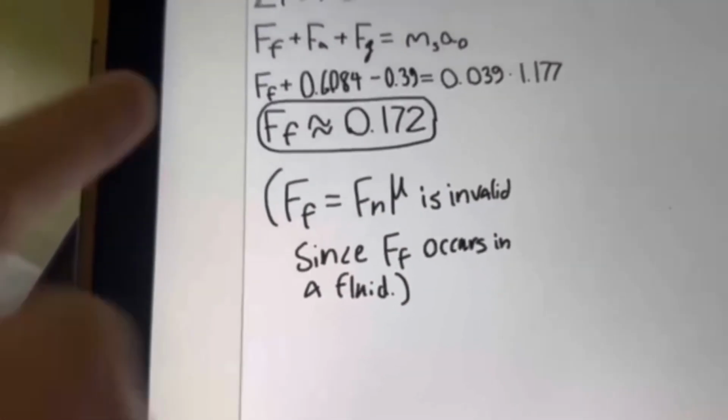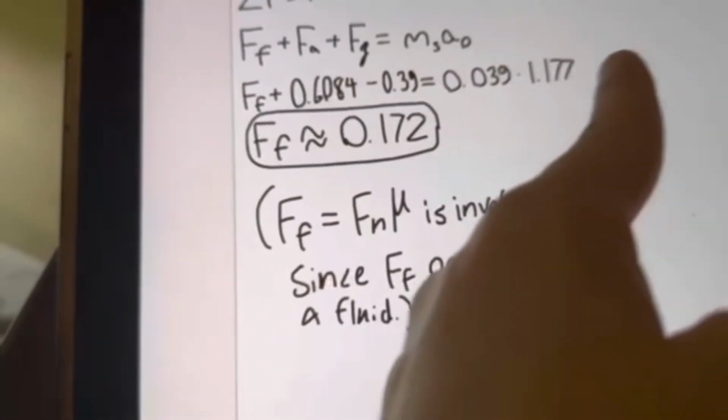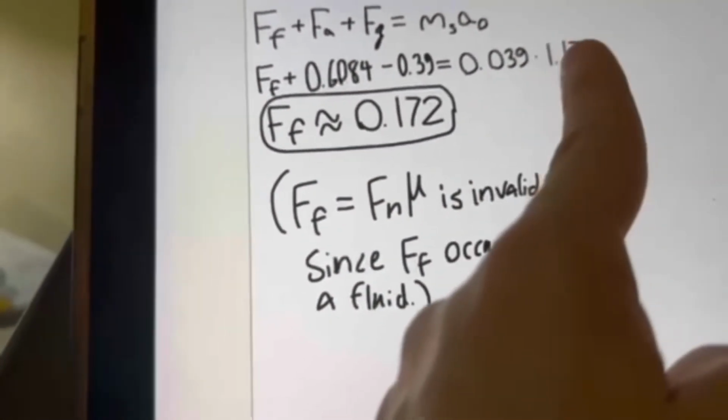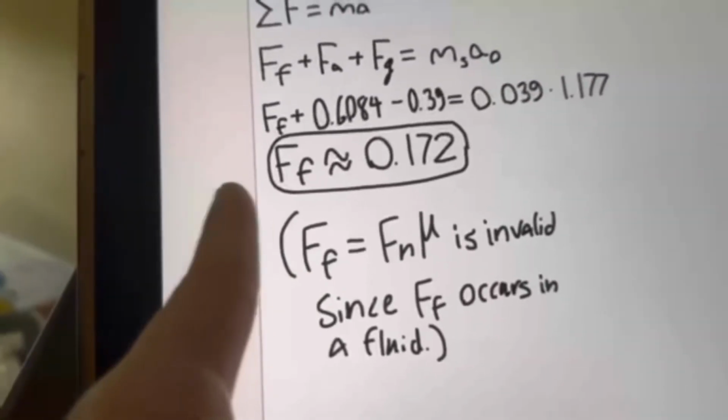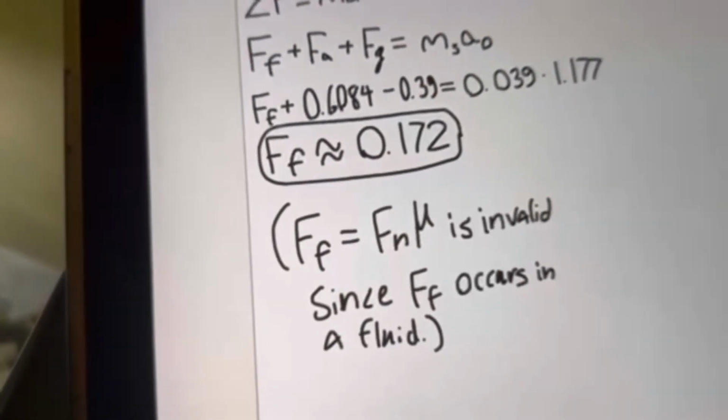And so I figured out that the force of friction added with the values is equal to this. Then I was able to discern the force of friction from there as being around 0.172 newtons. And that concludes this experiment.